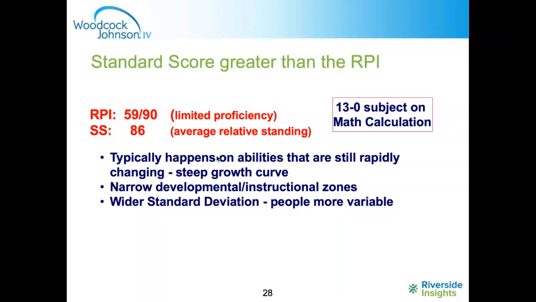So again, if you were to imagine those distributions I showed earlier, this would be that wider group. This would be that race where all the animals are dispersed very widely on that particular task. That's where you're going to see the standard score being greater than the RPI. So whenever you see that, you should be able to imagine that there is a wide dispersion of scores for other individuals on this task.